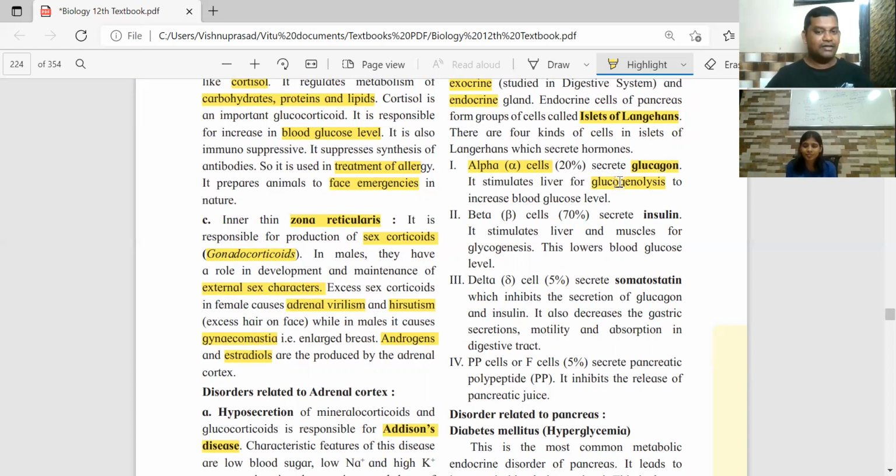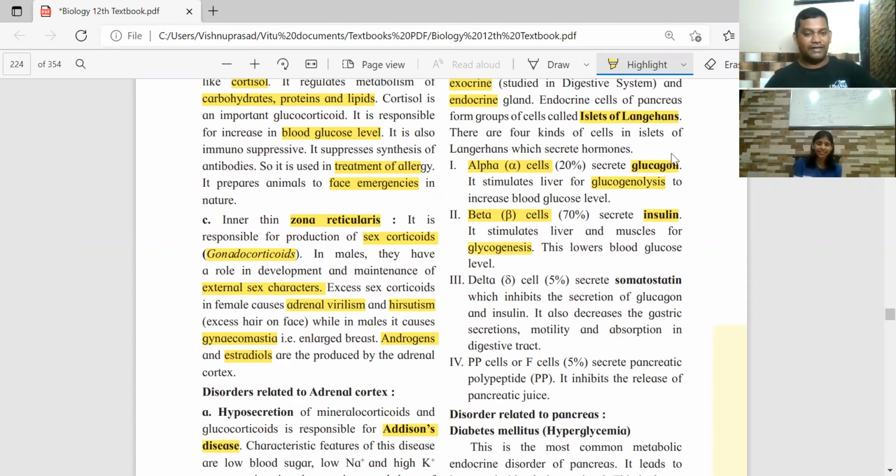Done by glucagon. The second one is beta cells, which are the maximum, 70 percent. They produce insulin. Insulin also stimulates the liver, but it does the opposite work. It stimulates the liver and muscles to take glucose from the blood, convert it to glycogen, and store it in the liver and muscles. Glycogenesis.